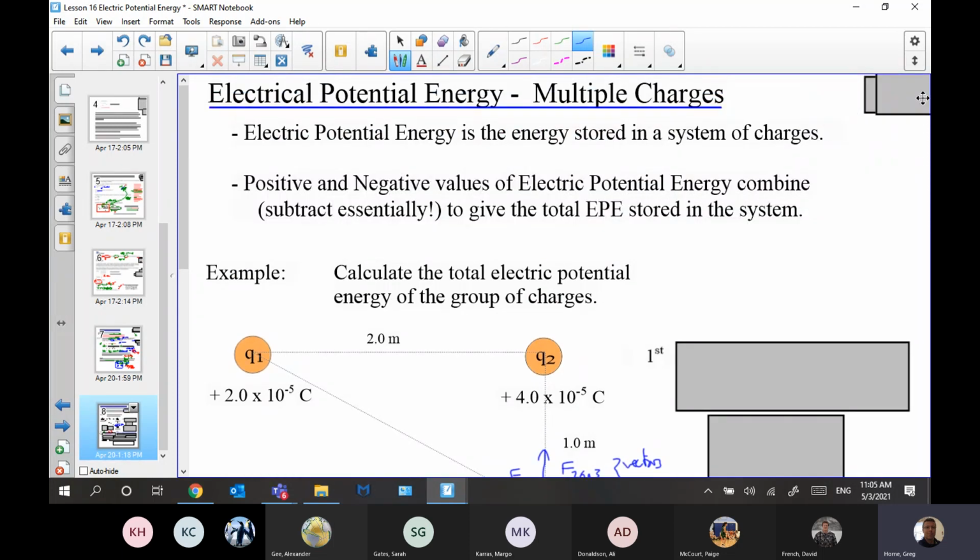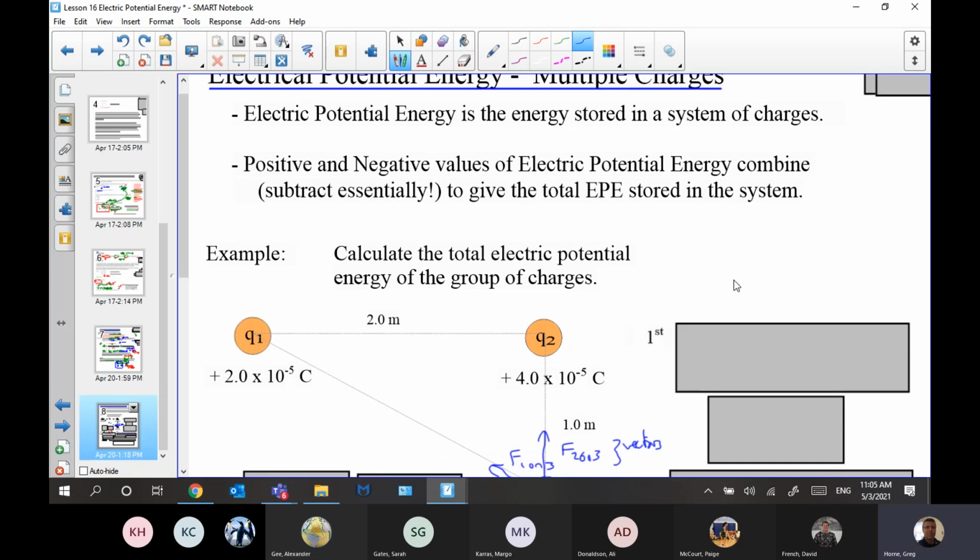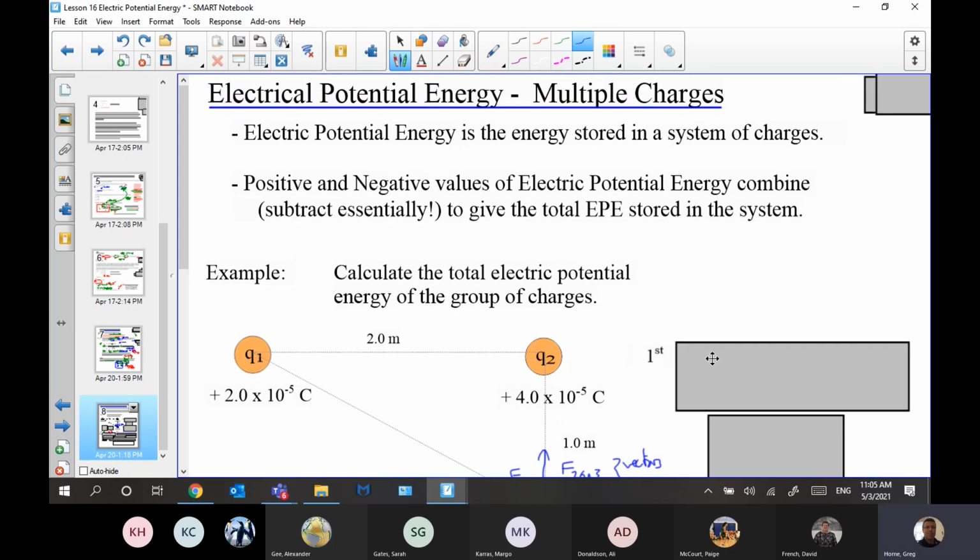So yeah, the positive and negative values of electric potential combined, essentially they're going to subtract, whether you have positive energies and negative energies, they're going to subtract to give the total energy stored in a system. I'm just trying to wrap your head around what we're talking about here, and we'll start looking at steps.